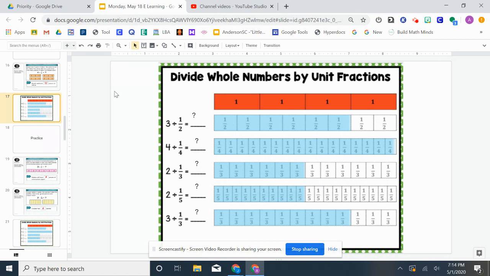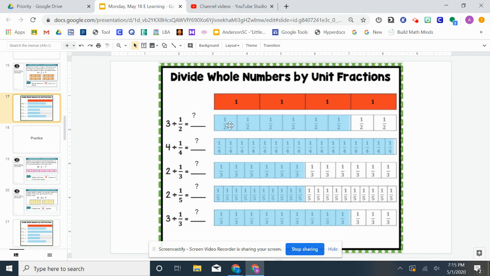You'll also have a screen like this. Divide the whole numbers by unit fractions. 3 divided by 1/2. That means I have 3 wholes divided into 1/2 size pieces. I have shown you that on the model here.